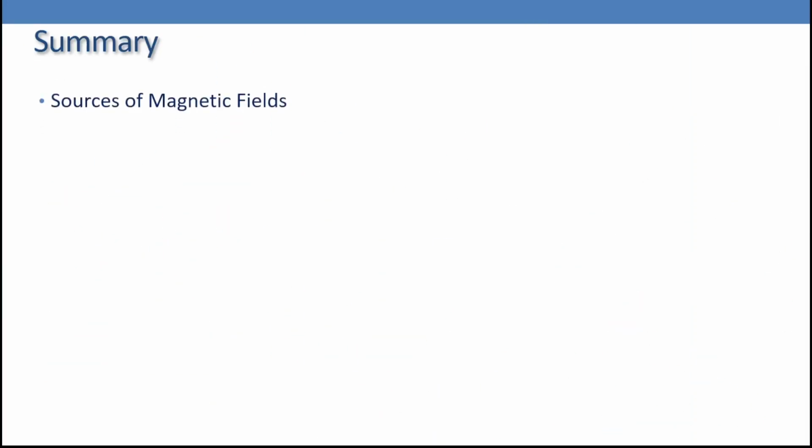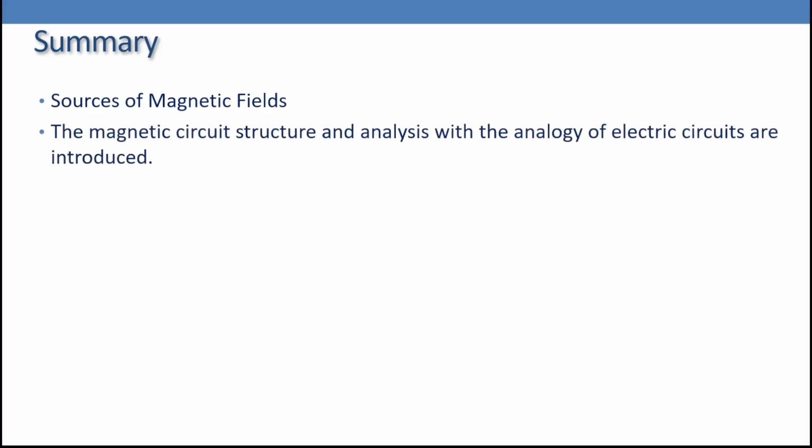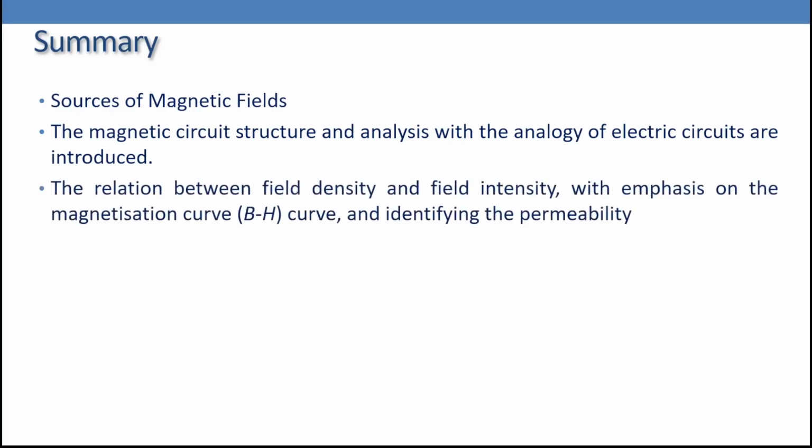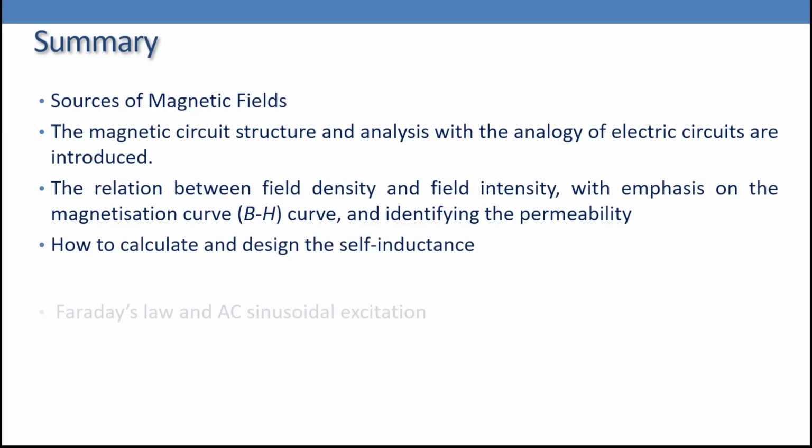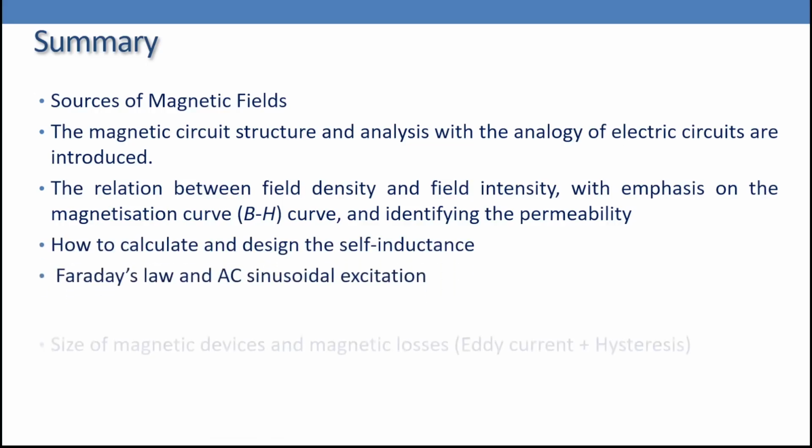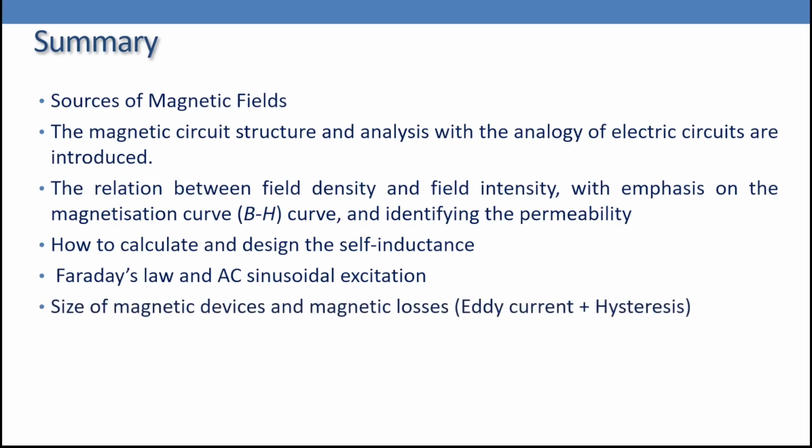Now we can summarize this course. In this course we cover the following topics: sources of magnetic fields; the magnetic circuit structure analysis with the analogy of electric circuits; the relation between field density and field intensity with emphasis on the magnetization curve, the BH curve; identifying the permeability; how to calculate and design the self-inductance; Faraday's law and AC sinusoidal excitation; size of magnetic devices and magnetic losses, eddy current plus hysteresis; mutual inductance; and circuit conventions.